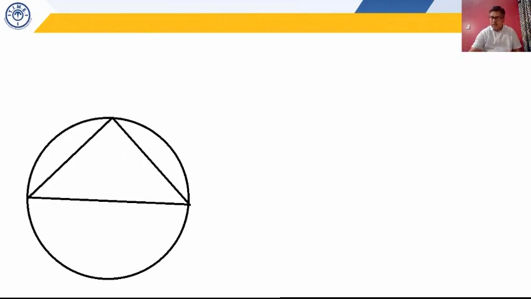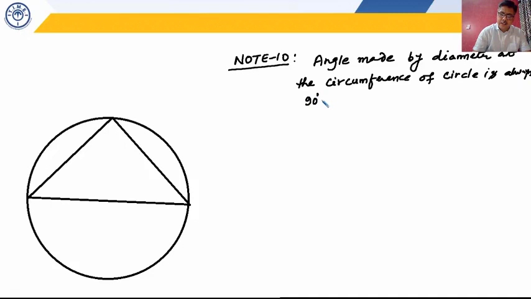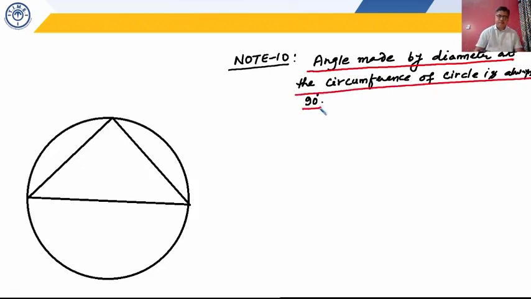Now let us discuss some more points related to angle. This is note 10. Angle made by diameter at the circumference of circle is always 90 degree. So this angle is 90 degree provided that this line passes through the center, or diameter. Right? We all know this property.